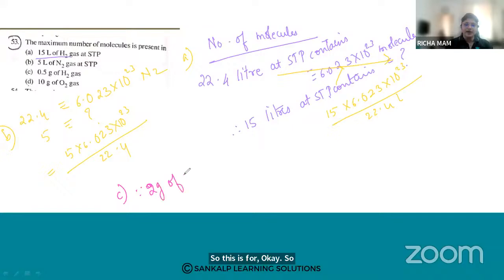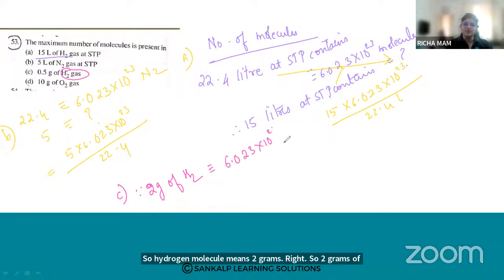So 2 grams of hydrogen, because it is a hydrogen molecule. Hydrogen molecule means 2 grams, right? So 2 grams of hydrogen molecule contains 6.023 × 10^23 molecules of hydrogen gas.